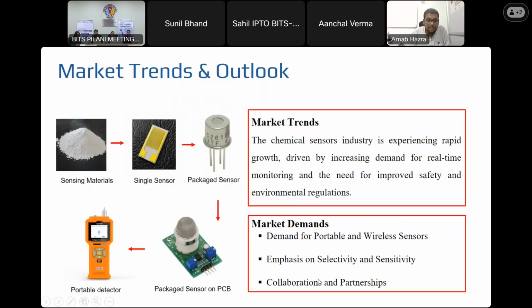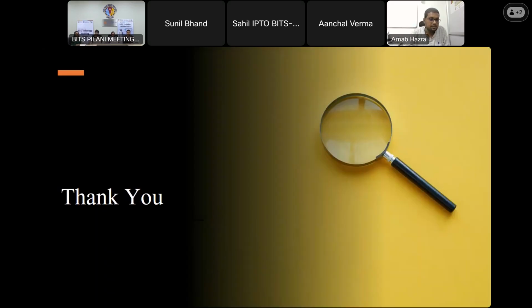And sensors have a significant problem with selectivity. That is a very important problem to overcome, because if we want to detect hydrogen using a sensor, but it also detects ammonia, that's not a very good thing. So selectivity, sensitivity, as well as repeatability are important, and that is a key challenge for the gas sensor market. And finally, collaborations and partnerships. Of course, this flow says that we need a lot of collaborations to develop a portable detector device. So these are the overall points for my discussion, and I would like to conclude here. Thanks to all.